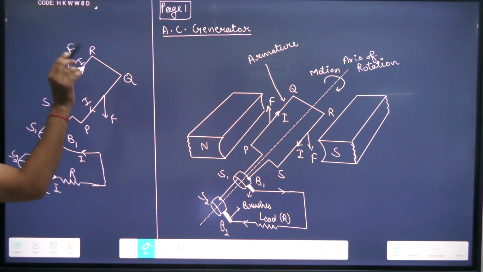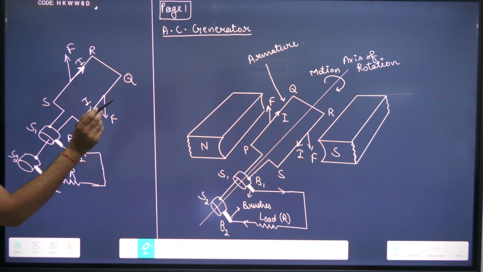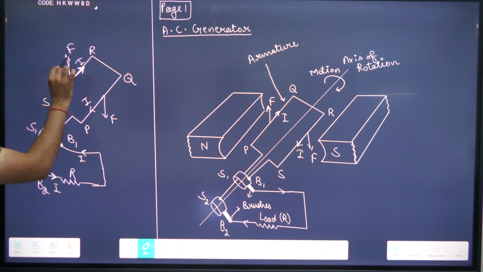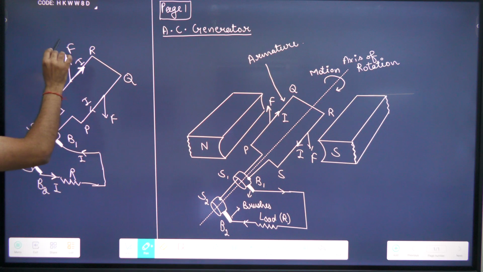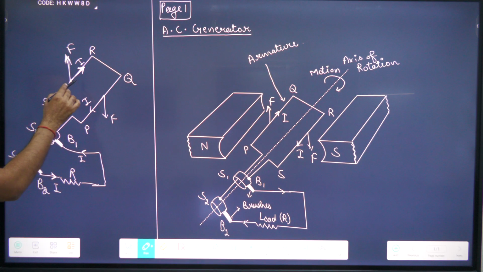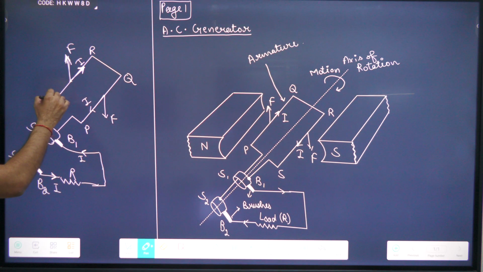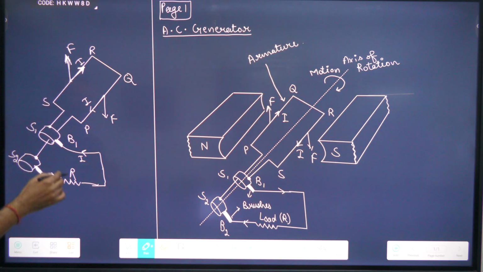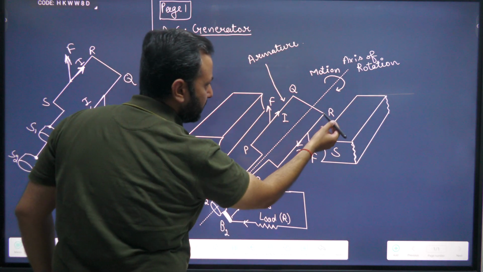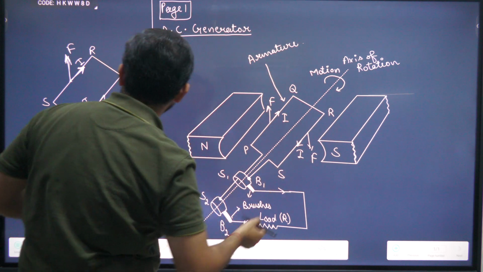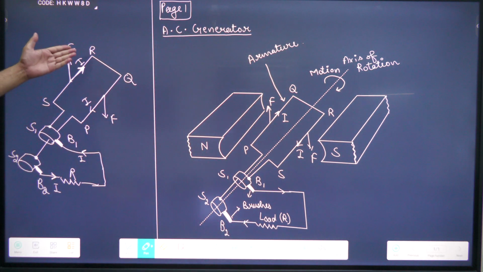And since we are rotating this coil again and again like this, now this SR is going to experience a force F in the upward direction, and the magnetic field is rightward. So this time the current will move from S to R. In the first half cycle, current was moving from R to S. In the second half cycle, current is moving from S to R.